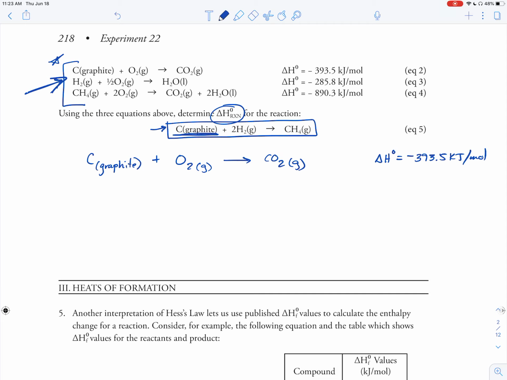So let's go ahead and figure out, is there a reaction that has this next substance in it, that's H2.